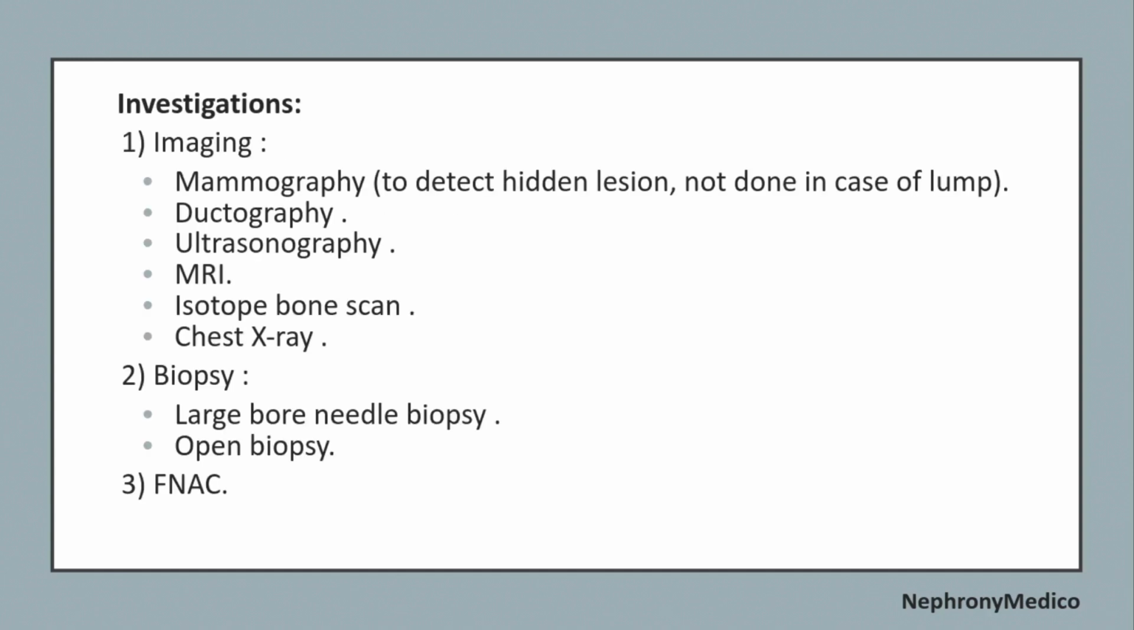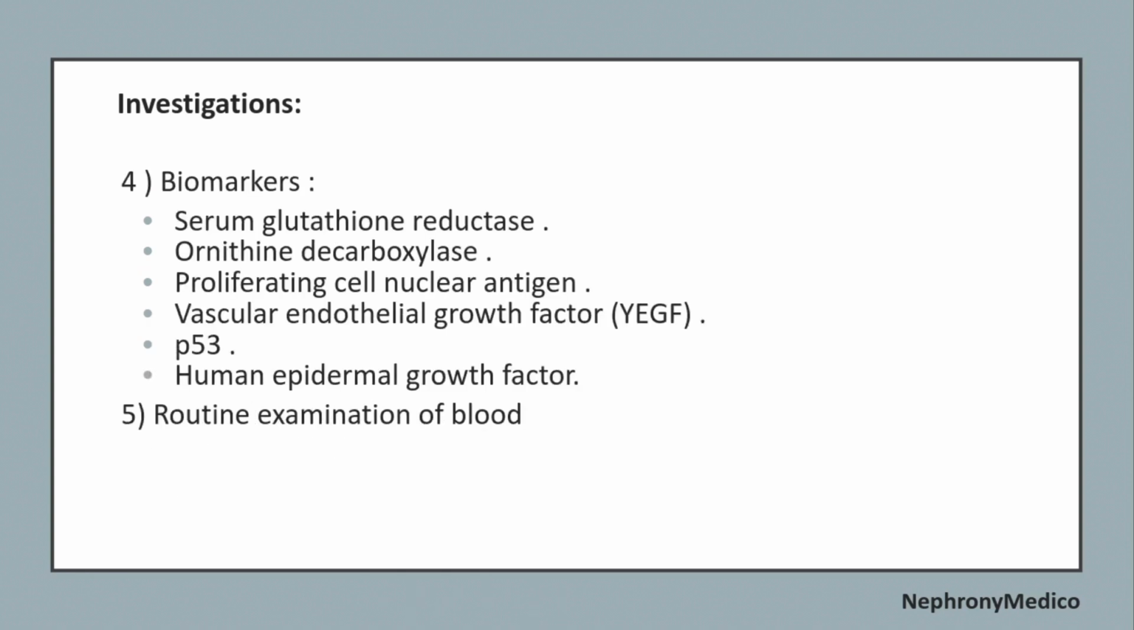Now, investigations. Imaging includes mammography to detect hidden lesion, which is not done in case of the lump. Ductography, ultrasonography, MRI, isotope bone scan, chest X-ray can be done. Biopsy includes large bore needle biopsy, open biopsy, and FNAC. Biomarkers include serum glutathione reductase, ornithine decarboxylase, proliferating cell nuclear antigen, vascular endothelial growth factor, P53, human epidermal growth factor, and routine examination of blood.